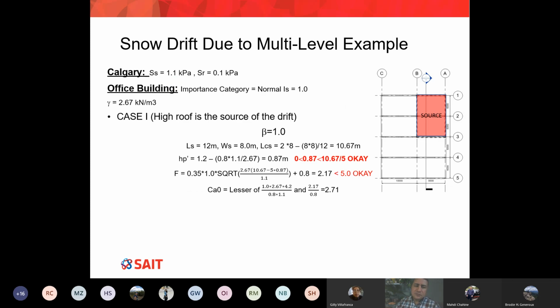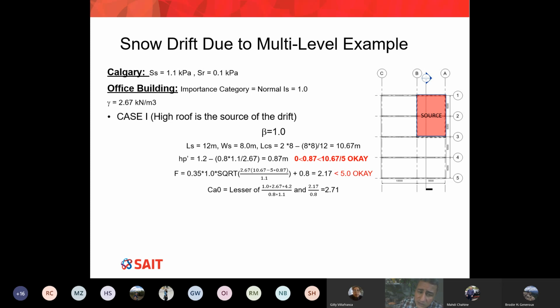Okay, here we go. You can see here, I'm starting with case number 1, and I'm very clear, I said here, high roof is the source of the accumulation or source of the drift. And on the sketch to the right, I highlighted and shaded the source in red. So high roof is the source.